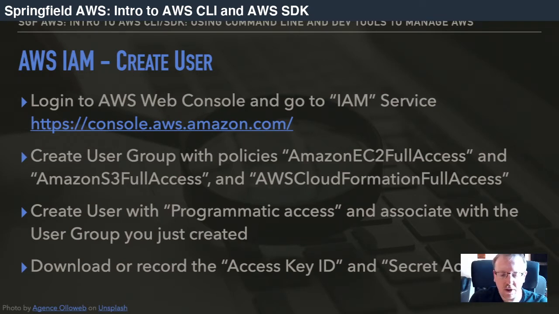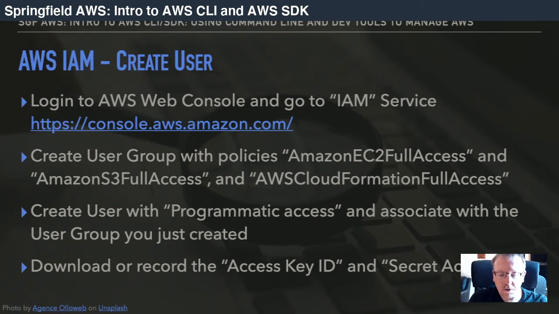And then you'd create a user with programmatic access, and you would associate that user with the user group you just created. Finally, after you've gone through those steps, AWS will list an access key ID and a secret access key that you need to either download or record for the next steps here.